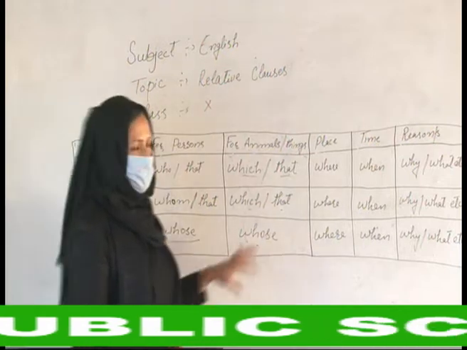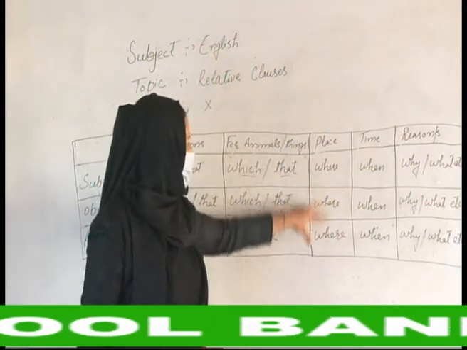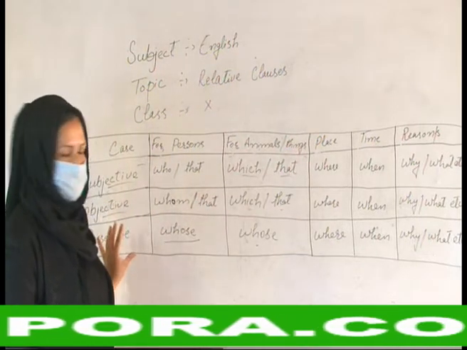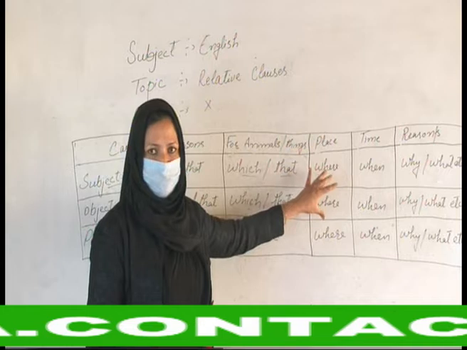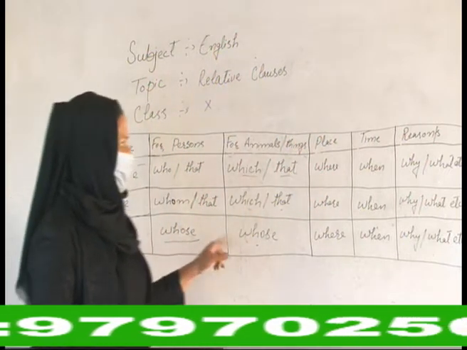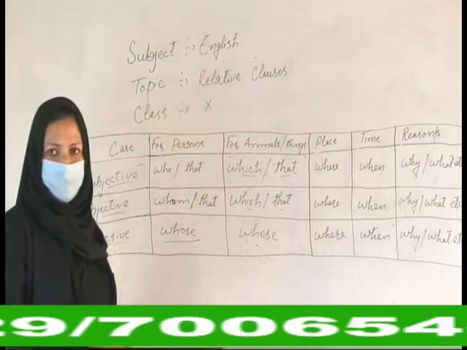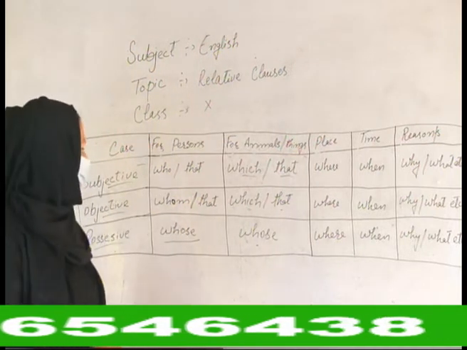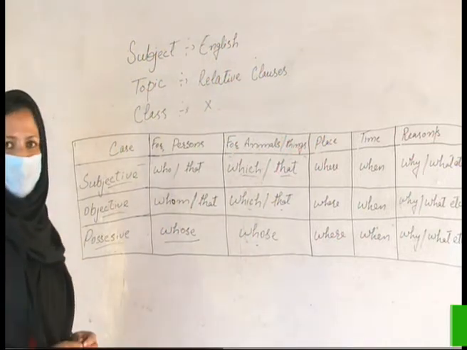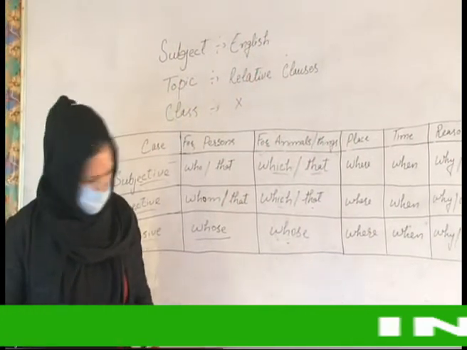And dear students, when we need to denote a place, we use where, with all the cases. And when we need to denote time, we use when, with all the cases. And for reasons, we use why, with all the cases. So dear students, in order to understand better, I will give you some examples by which you will clear your topic completely.